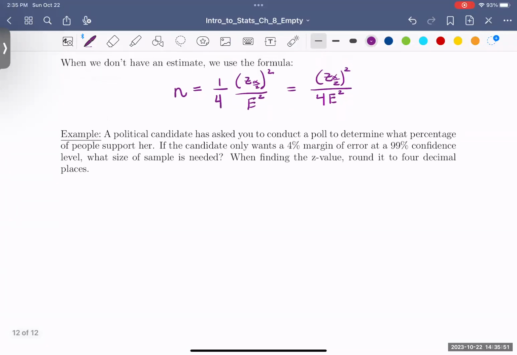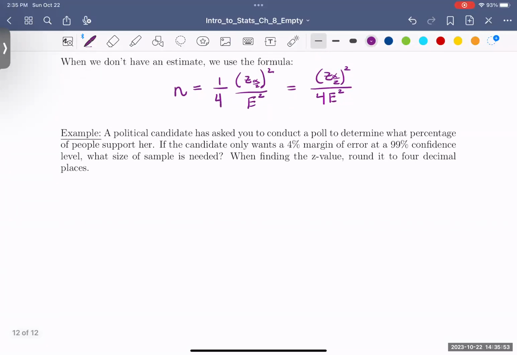A political candidate has asked you to conduct a poll to determine what percentage of people support her. The candidate only wants a 4% margin of error. That's my error bound being 0.04 because it is the decimal version of that percentage. At a 99% confidence level, what is the sample size needed?